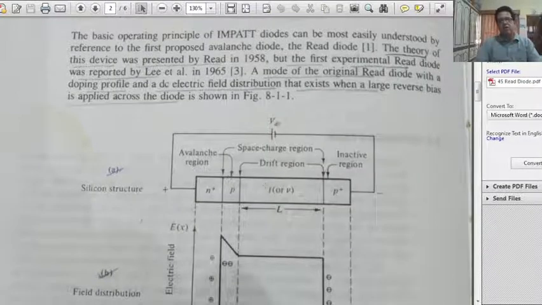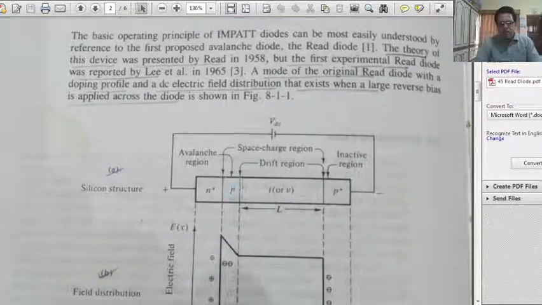If we see this figure, N plus and P plus are heavily doped, and this is P and I. VDC is applied across the junction N plus and P plus. That means plus is attached to N plus and minus to P plus. Hence this is the DC electric field distribution that exists when a large reverse bias is applied across the diode. This is reverse biasing that we are using.